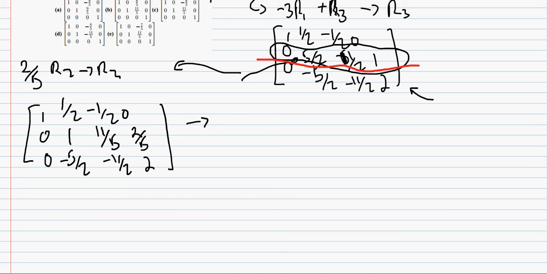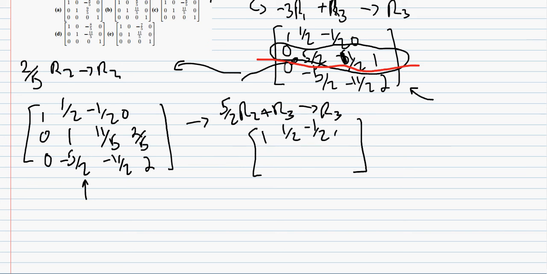Now, if I want to get rid of this right here, what we can do is multiply the second row by 5 half and add that with the third row, which should change the third row. And that should just be 1, 1 half, negative a half, 0, 0, 1, 11 over 5, 2 over 5, and there should be 0, 0. Over here, you would get also a 0. And over here, you'd get a 3. Okay, so now we're almost there.